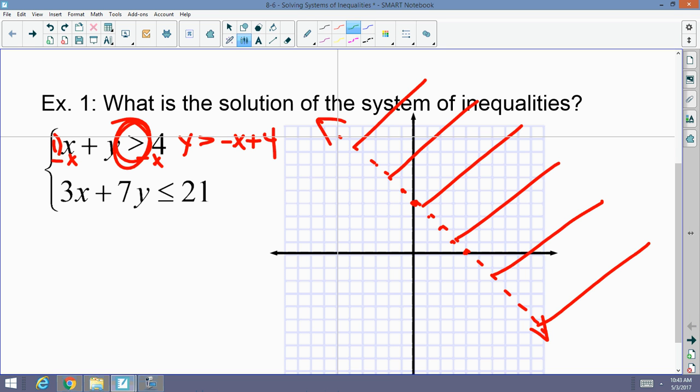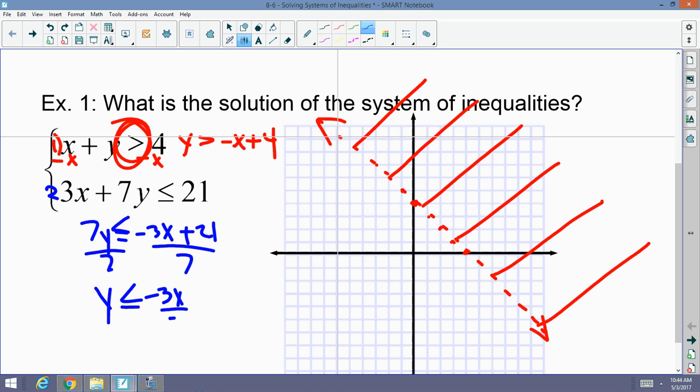Now, let's do this next one. This is number 2. So this is 7y less than or equal to negative 3x plus 21, divide by 7. Y is less than or equal to negative 3x over 7 plus 3. Hey guys, just real quick, if I had divided by a negative 7, what do I do to the inequality? Flip it. Thank you, guys.